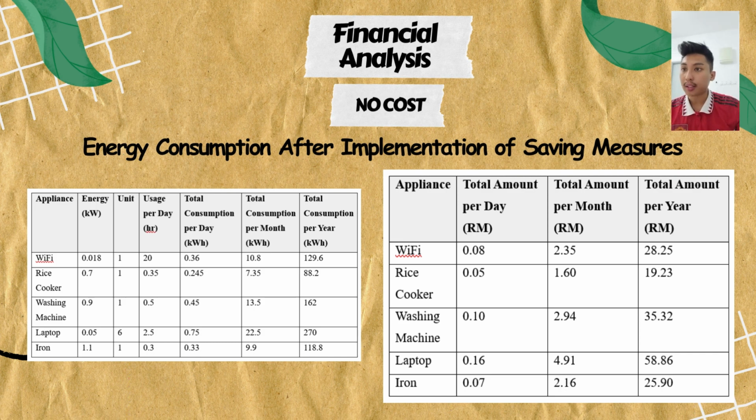Before I start, I would like to point out that all these calculations are based on the rate of 0.218 per kilowatt hour, which is the first 200 kilowatt consumption block. The reason I decided to stick to only one rate is because it's easier to calculate. This makes calculation much easier for me.